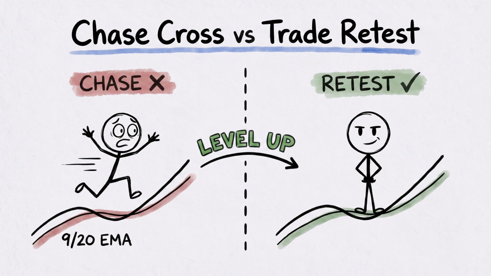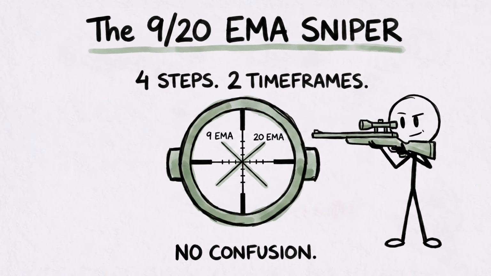You've been trained to chase the cross. I'm going to teach you to trade the retest. I call this the 9/20 exponential moving average sniper: 4 steps, 2 time frames, no confusion. Use this framework and you stop guessing with moving averages.